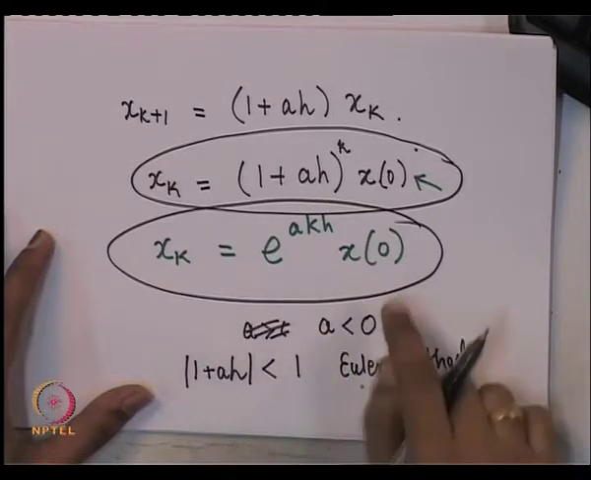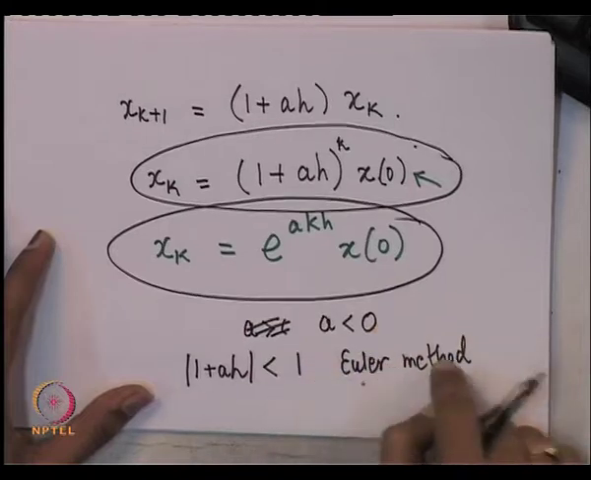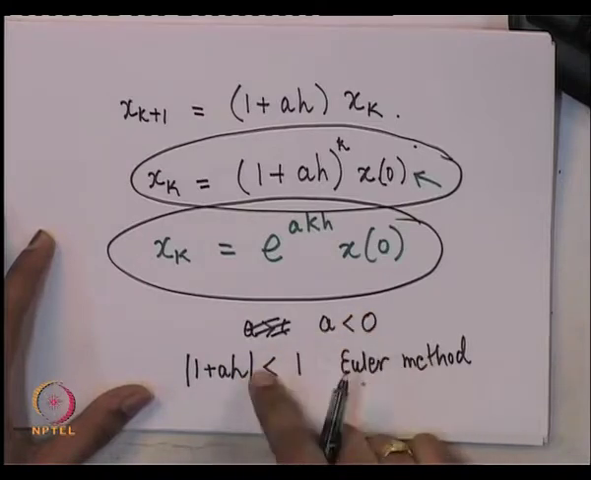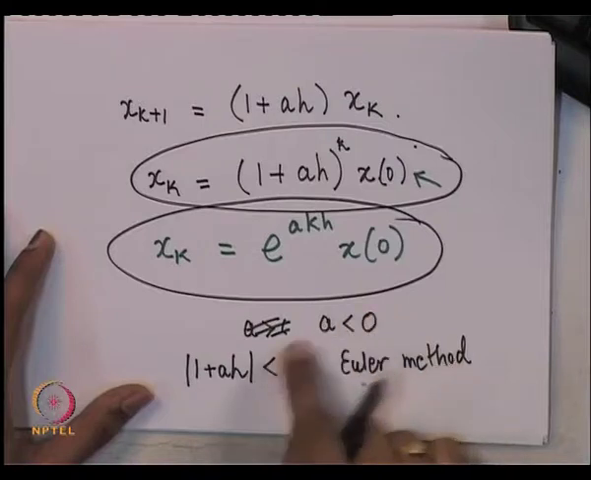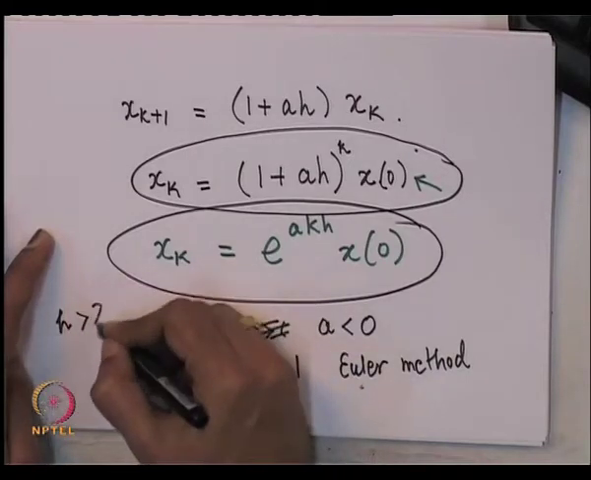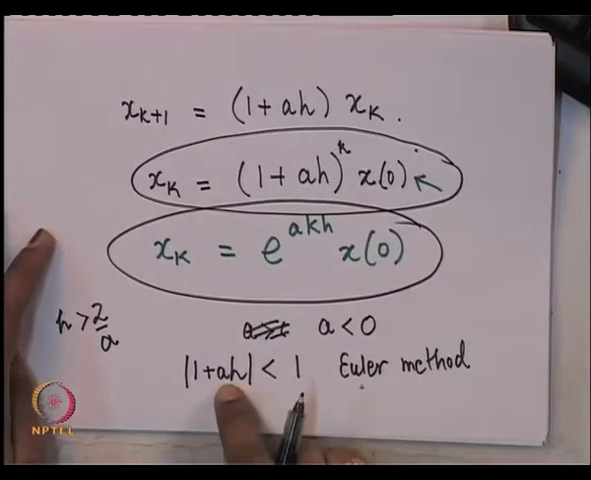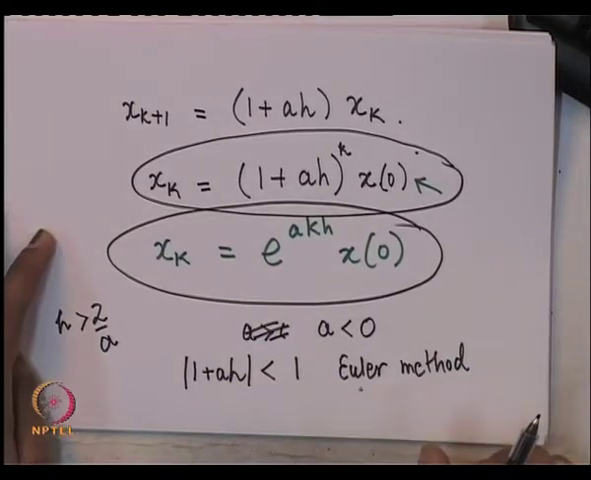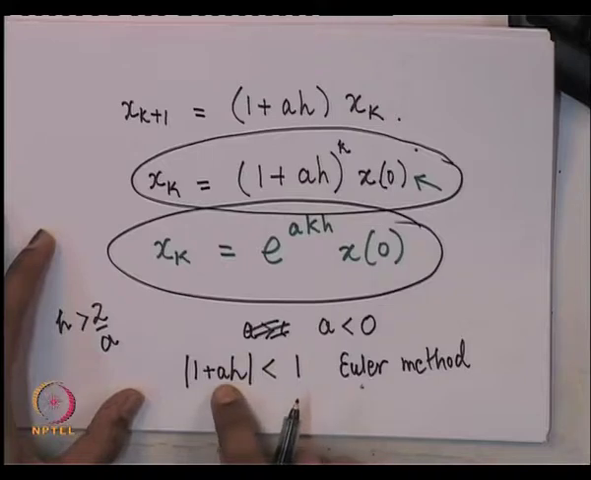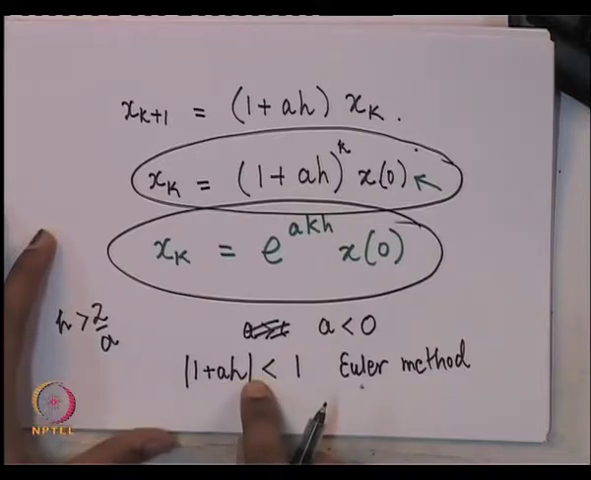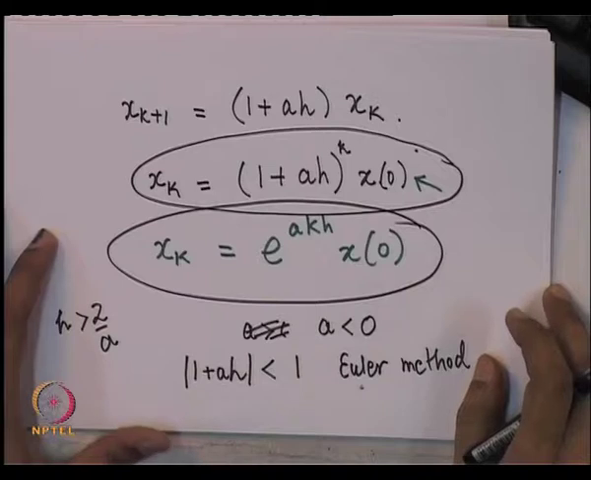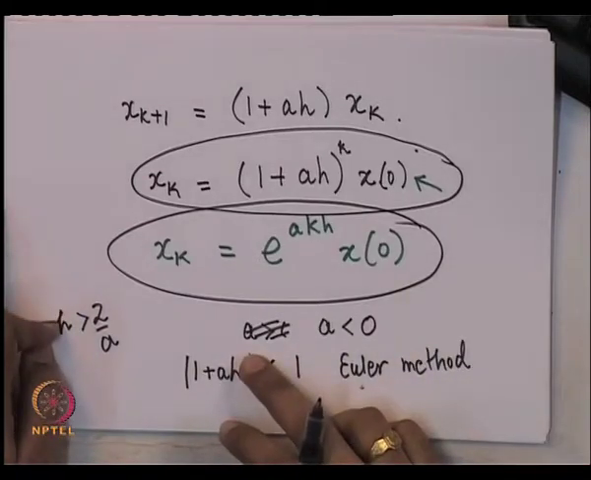Now, what is important is that the actual system is stable when a is less than 0, but Euler method says that it is stable only if this is true. These two conditions in fact are not synonymous, they are slightly different. In fact, if h is greater than 2 by a in magnitude, then even if a is negative, this may be greater than 1. So, the stability of Euler method will depend on its time step. It does not only depend on a, but it also depends on the time step. So, it is obvious that Euler method can give a qualitatively wrong picture of the stability of the system if you do not choose your h appropriately. Okay?